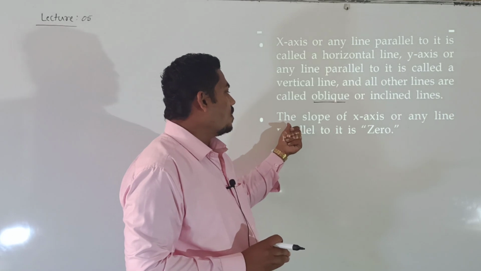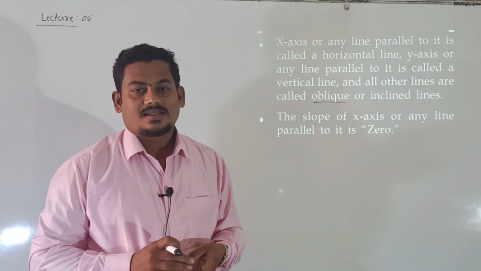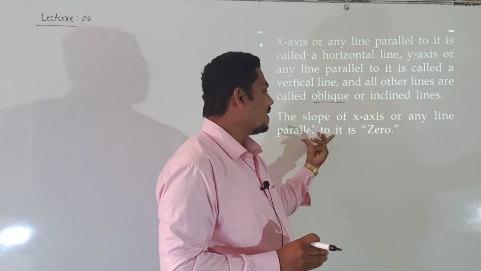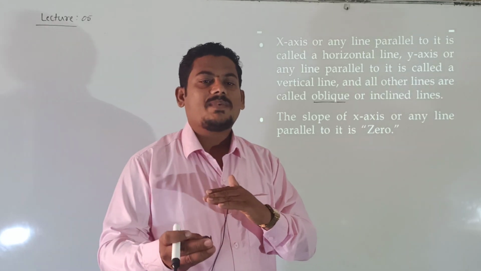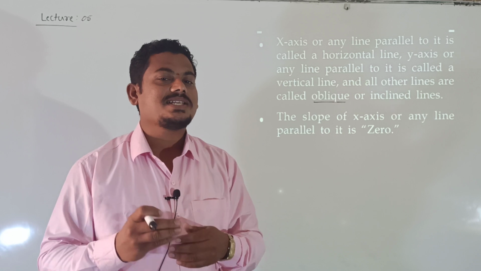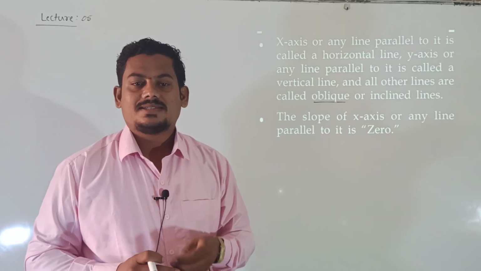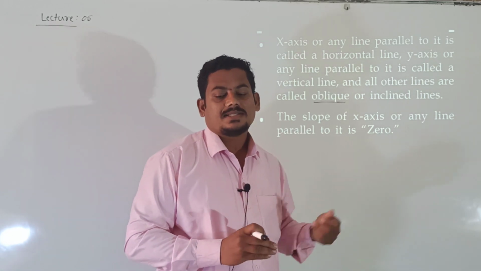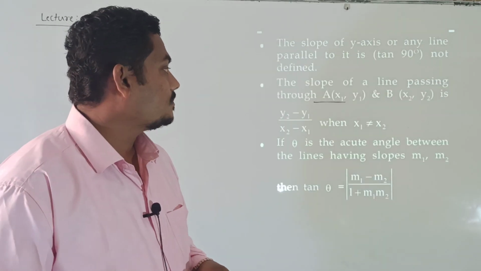Already you know the slope of the x-axis or any line parallel to the x-axis is 0. Why? Because the inclination of a horizontal line is 0, so its slope is 0. Next point.